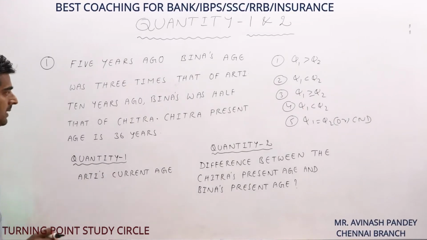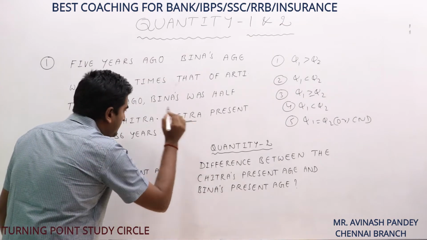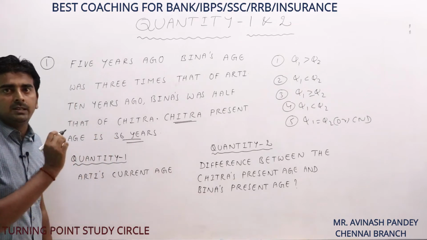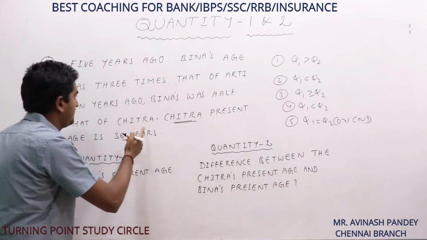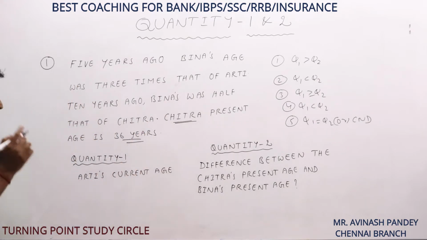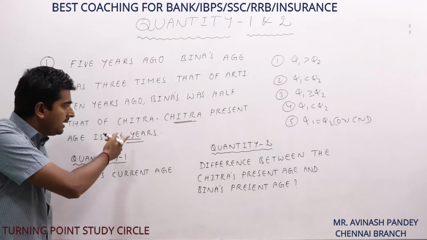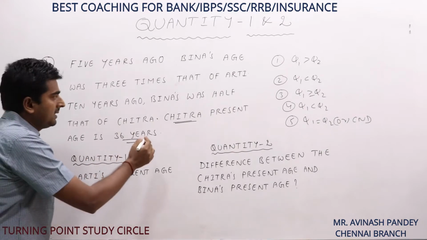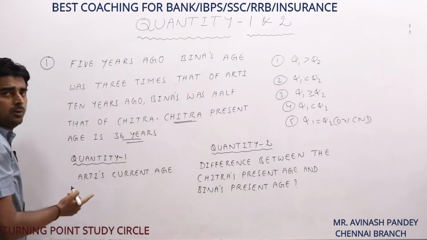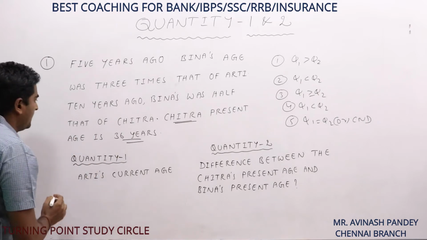Okay. So first we have to see which is the key point in this question. When you see the key point here, they have clearly mentioned that Chitra's present age is 36 years. And in the second line they are telling that Bina's age was half that of Chitra. When? 10 years ago. So the present age of Chitra is 36. 10 years ago, what was the age of Chitra? 26 years. At that time, Bina's age was half, so Bina's age will be 13 years at that time. So when, 10 years ago, Bina's age was 13 years, what is the present age of Bina? It is nothing but 23 years, right?